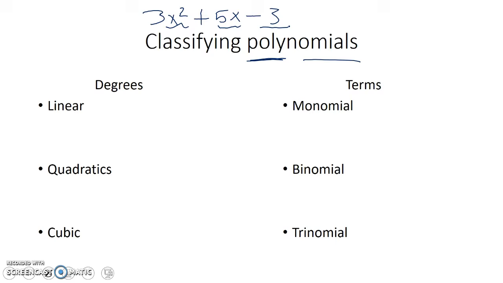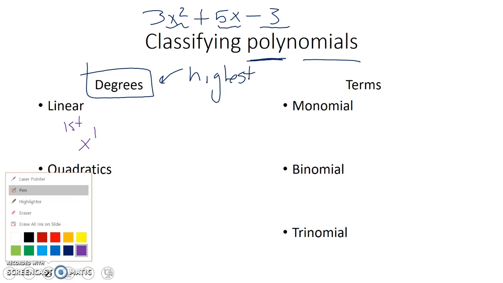So the first way we could classify these polynomials is by their highest degree. And we have a couple different names for their highest degree. The first one would be a linear. That's a first degree thing, so just x, or calling it x to the first. Anytime your highest degree is x to the first, that's called a linear, because when you graph it, it makes a straight line.